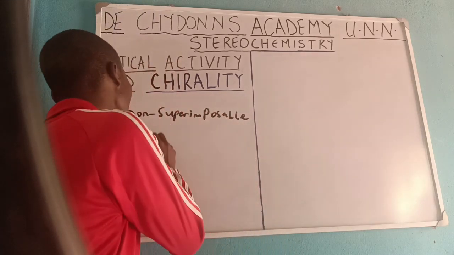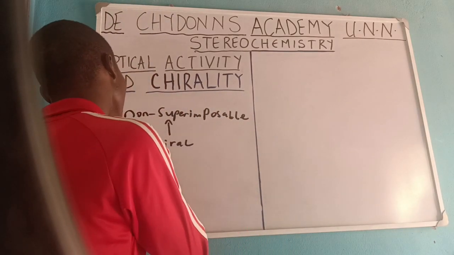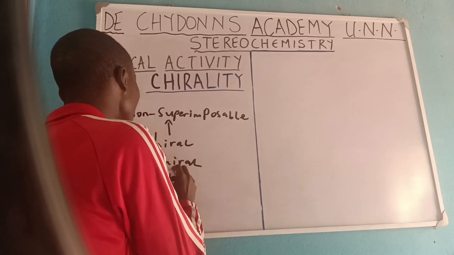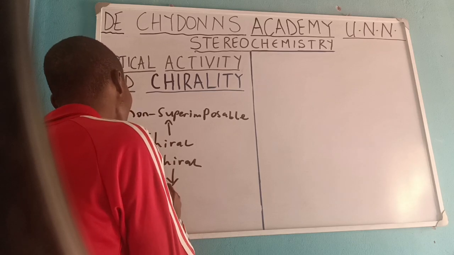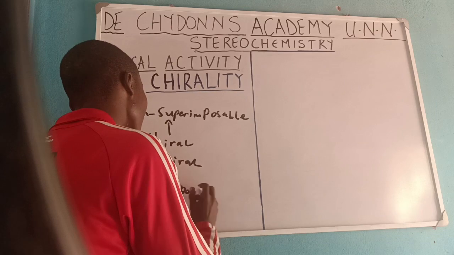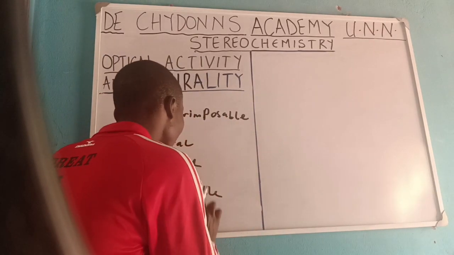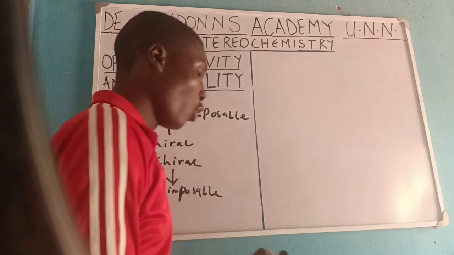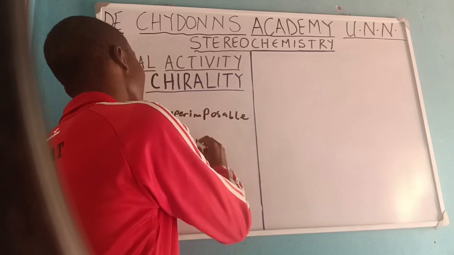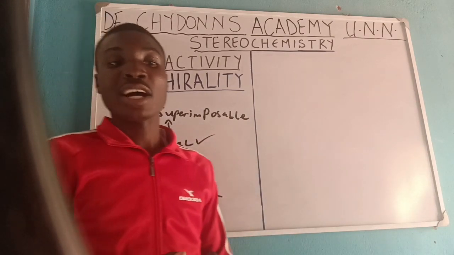So we have chiral: chiral is when the image is non-superimposable. Then achiral is when the image is superimposable. So when the image is superimposable, then we have an achiral object. Optical rotation only takes place in chiral objects. Optical rotation does not occur in an achiral object.